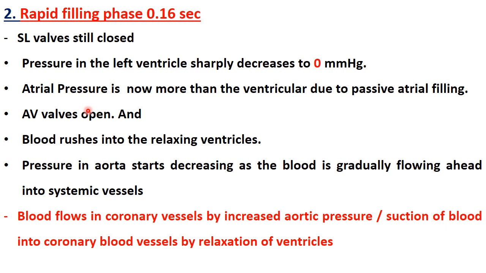Khali ventricle hai, upar se bhara hua atrium hai, uska valve pressure se open hua, blood jo hai wo jaldi jaldi us ventricle mein ghus gaya. Pressure in the aorta starts decreasing as the blood is gradually flowing ahead into systemic vessels. Upar jo aapne aorta mein blood bhar diya tha, wo ab systemic vessels mein jana shuru ho gaya hai. Aortic pressure bhi is waqt kam ho raha hai aur jo ventricular pressure hai wo relaxation ki wajah se 0 millimeter of mercury par aa chuka hai. Is waqt aur kya kuch ho raha hai?